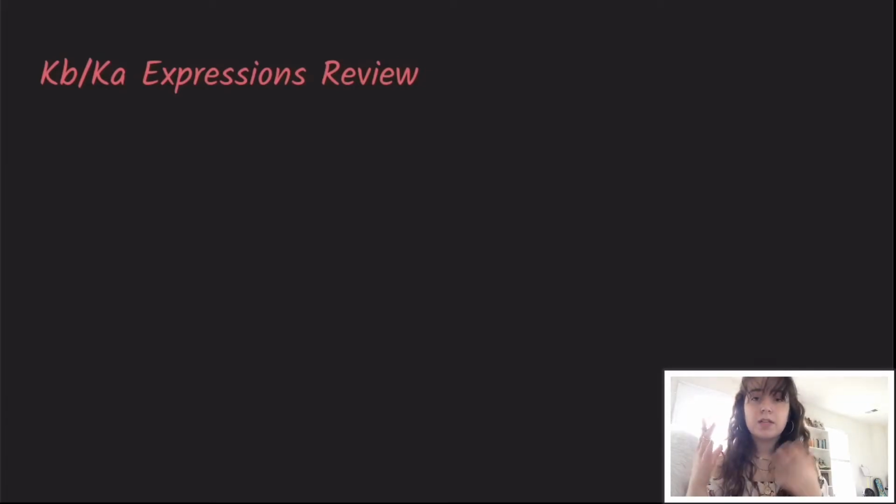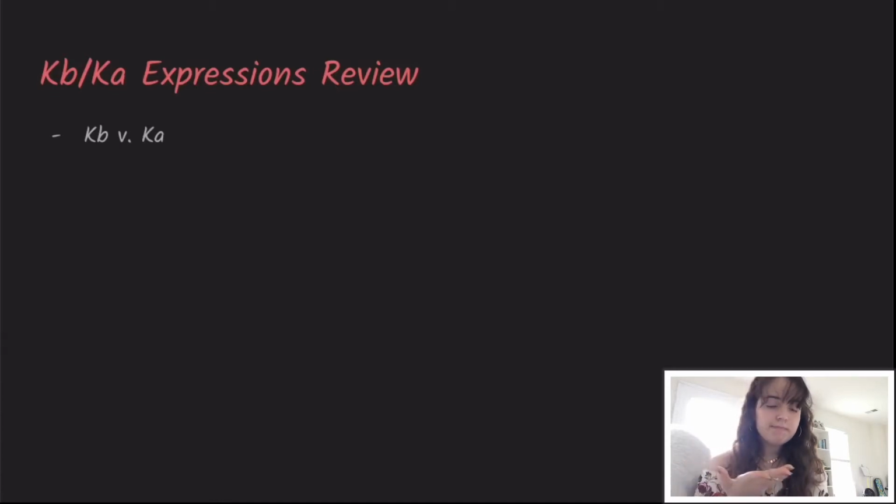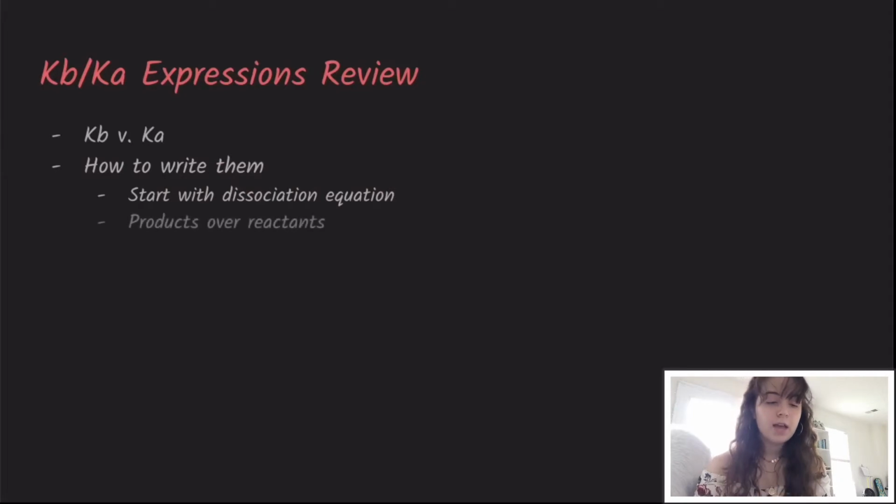The first thing you need to know is how to write Kb and Ka expressions. A quick review. Kb is the K constant for bases, while Ka is for acids, hence the B and the A. Writing them, you have to start with the dissociation equation for the respective acid or base, and then products over reactants. Pretty basic, you should know how to do it. It's just a quick review.